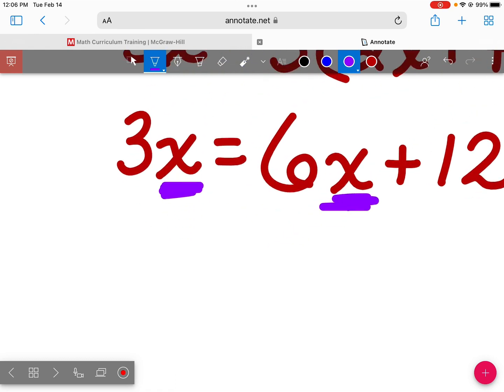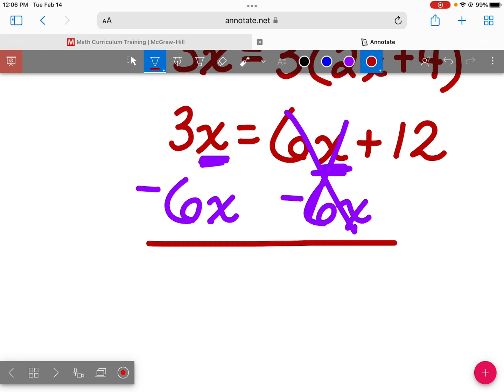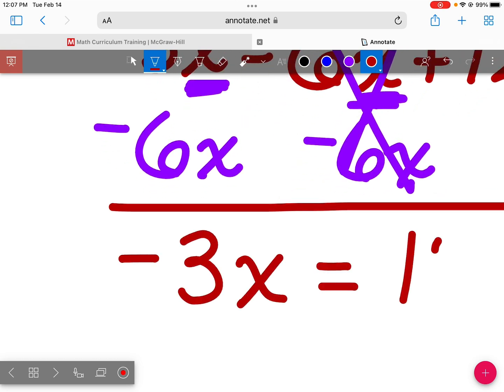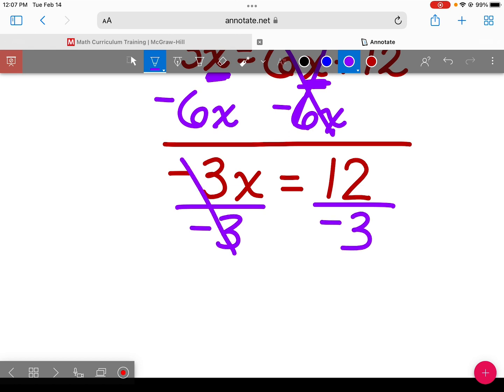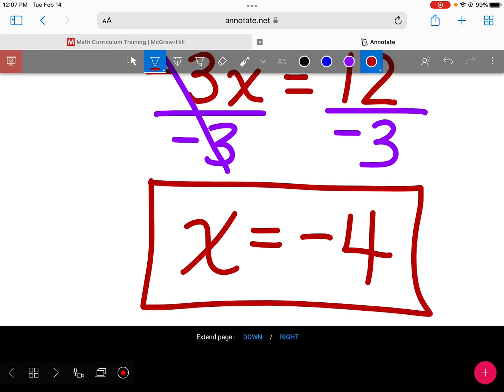Subtract. We're going to subtract 6x from both sides this time. What is 3x minus 6x? Negative 3x equals 12. Divide by negative 3. Don't put the x down there because we don't want the x to cancel. We want the negative 3 to cancel. x equals negative 4. Nice work.